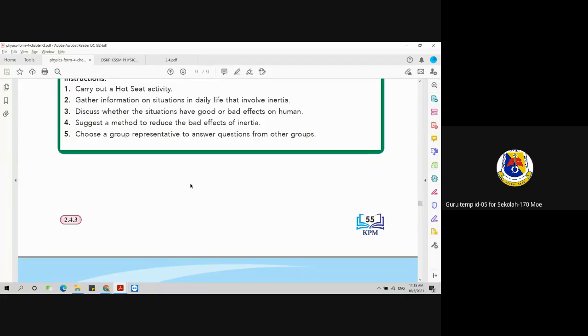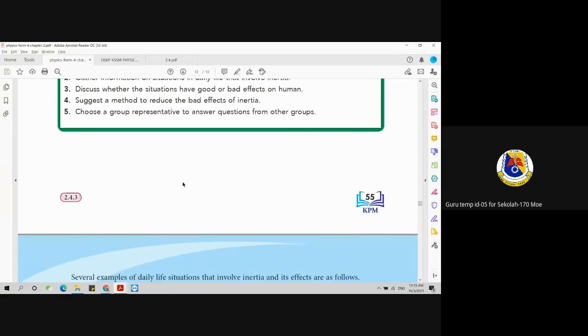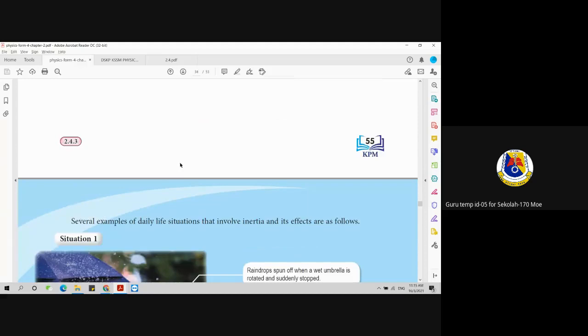So what do you do to pour the tomato sauce? What is your action? What have we done when we want to pour tomato sauce? We punch the bottom of the tomato sauce bottle, right? Why do we do that? We do that because of inertia. It is also in the textbook.